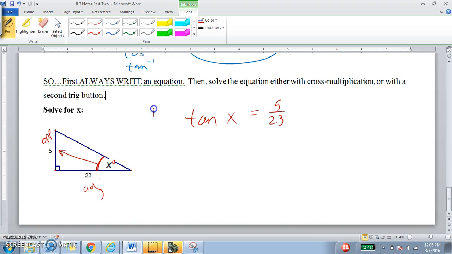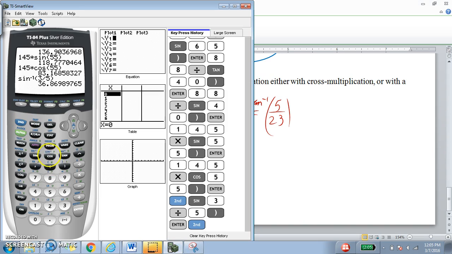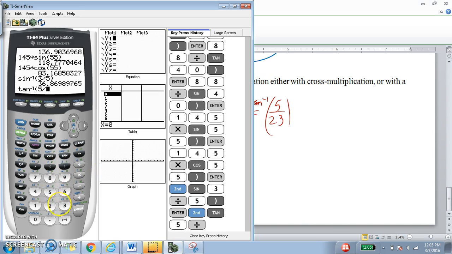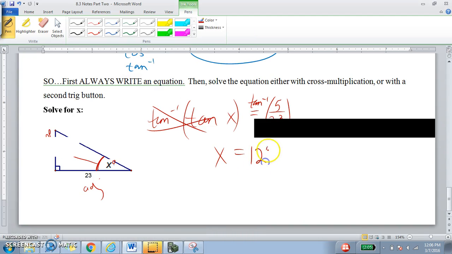And then we would take the inverse tangent of both sides. So when I take the inverse tangent of the tangent of x, it just leaves me with x. And then I would type in inverse tangent, so second tan 5 over 23. It's going to give me the angle 12.26. So if I just round that to the nearest degree, we would just call that 12 degrees.